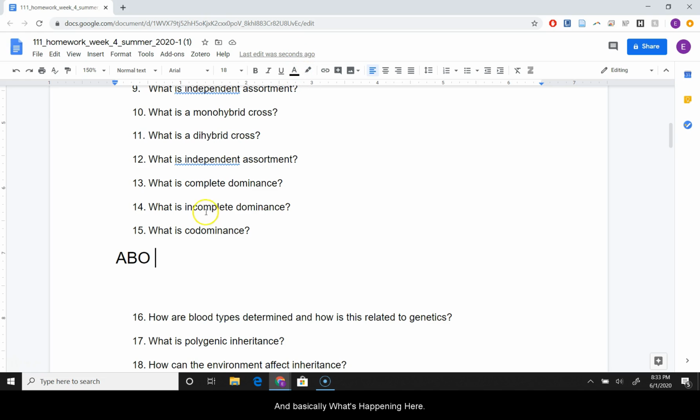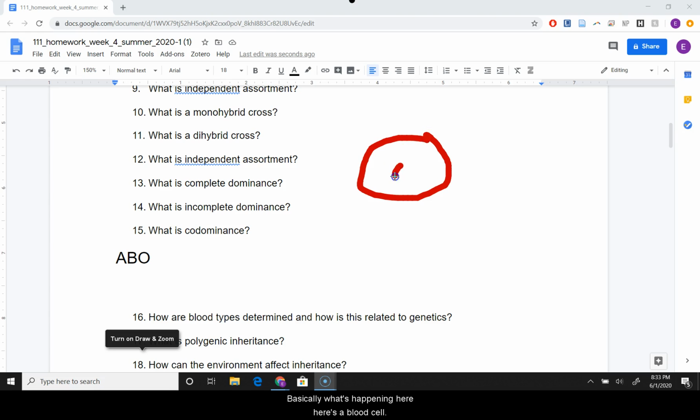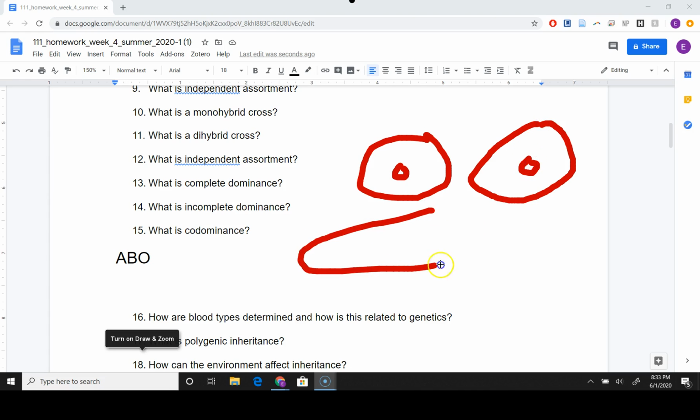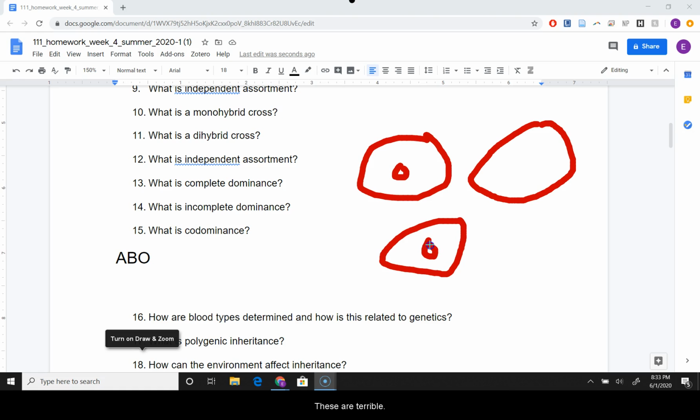And basically, what's happening here. Let's get a better color. Let's get a nice blood red. Basically what's happening here, here's a blood cell. They're not as donut-y. They don't actually have holes in them. They sort of crease in the middle. These are terrible, really bad. Thank you for bearing with me on these.